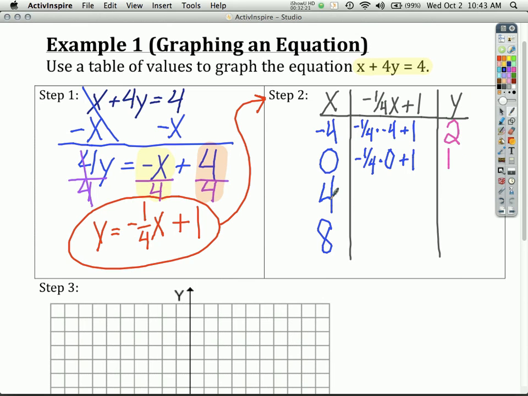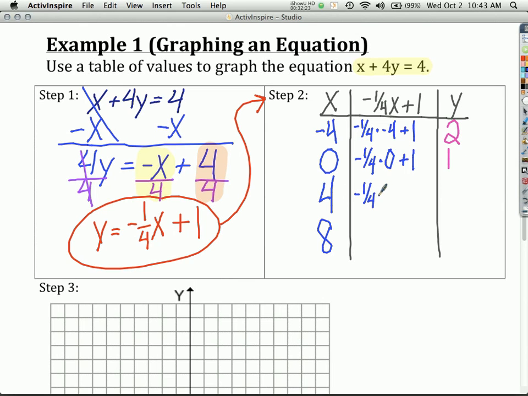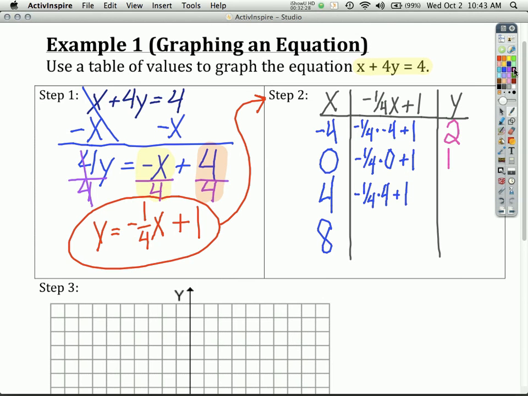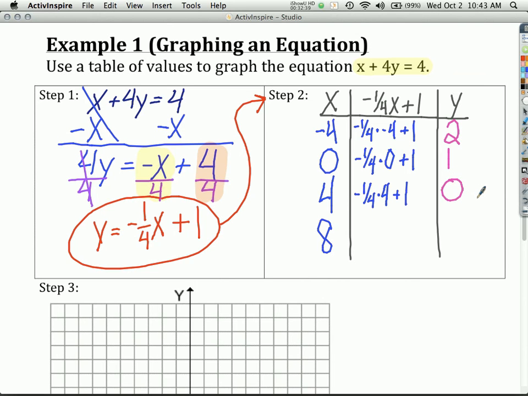Next, we plug in the 4. -1/4 times 4 plus 1. What will we get as our output value there? Aliana? 0. Now we will get a 0. Anyone see a pattern going on? Yes. So, if you can make a prediction, what do you think the next value will be? Hezekiah? -1. Let's see if he's right.